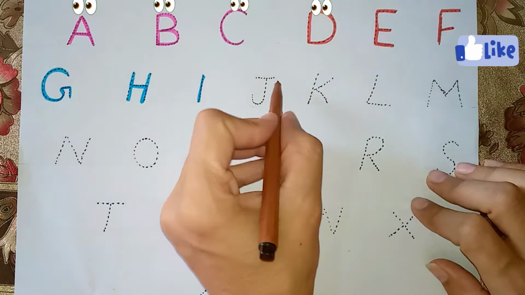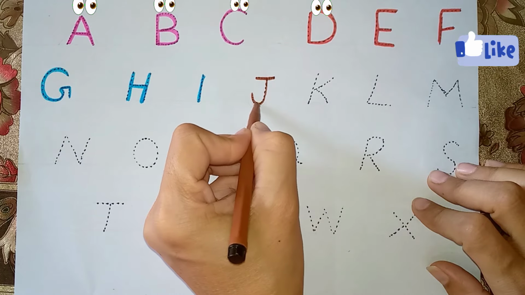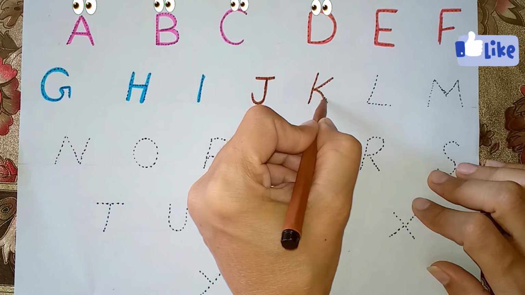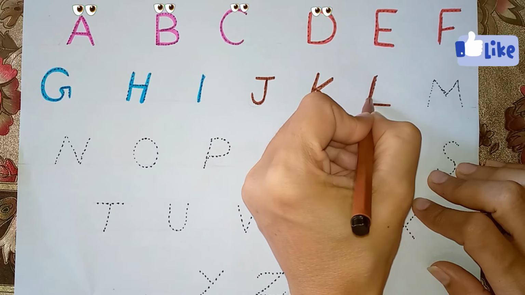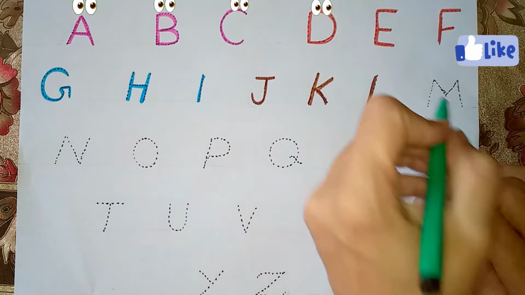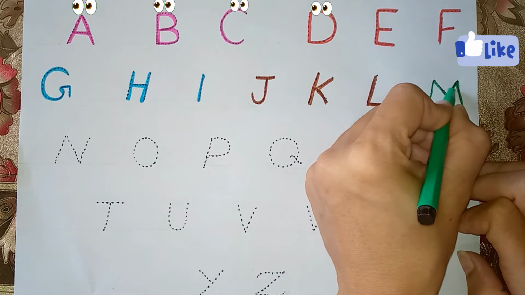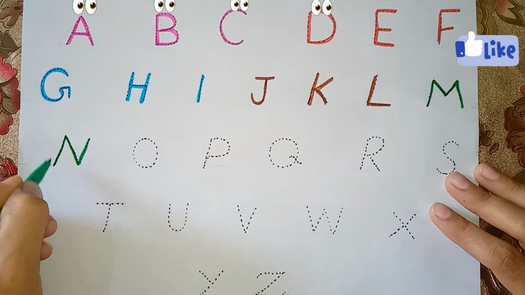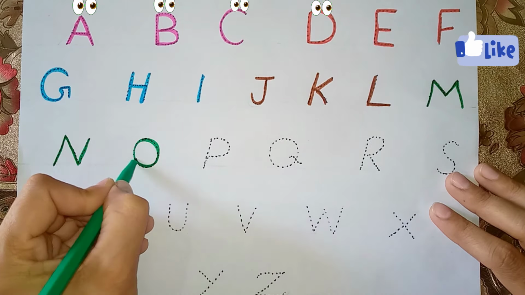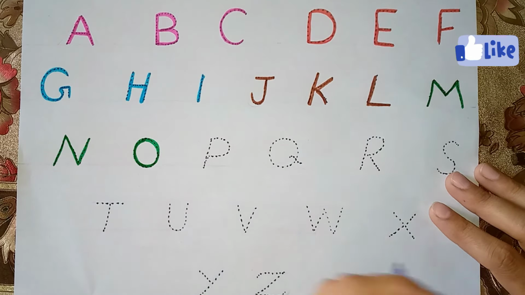I, capital I, I for ice cream. J, J for jug. K, K for kite. L, L for lamp. M, M for mango. N, N for nose. O, O for orange.